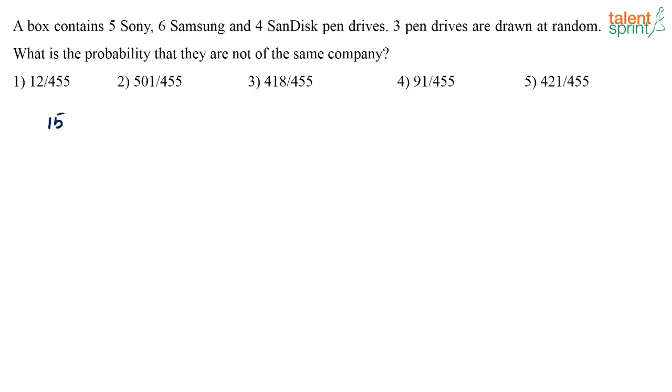So out of these 15 pen drives, I have to select 3 pen drives. So I have to choose any 3 pen drives. In how many ways can I do it? I can do it in 15C3 ways. So 15C3 means how much? 15 into 14 into 13 divided by 1 into 2 into 3, that is equal to 455 ways.